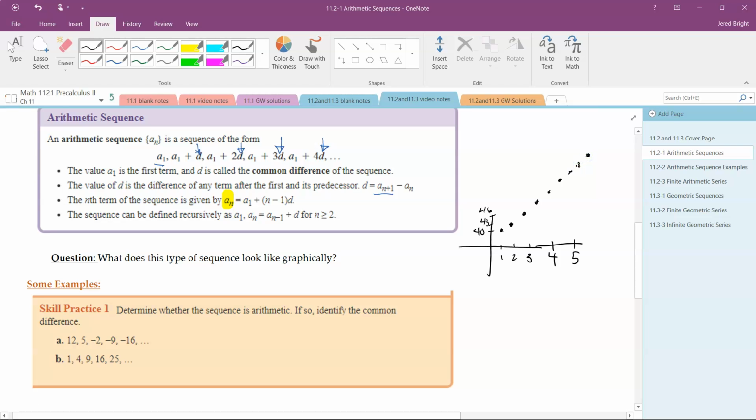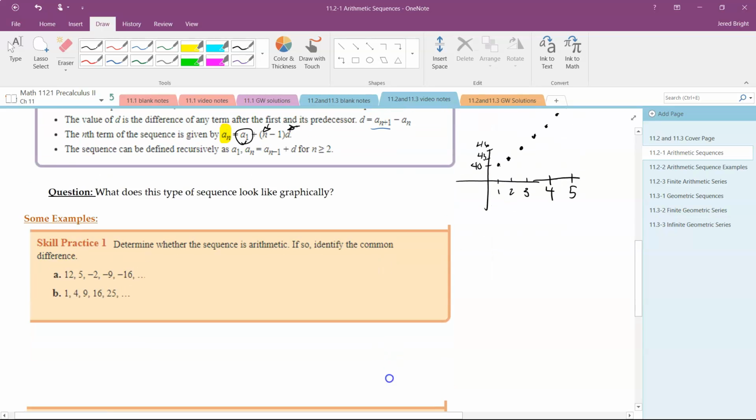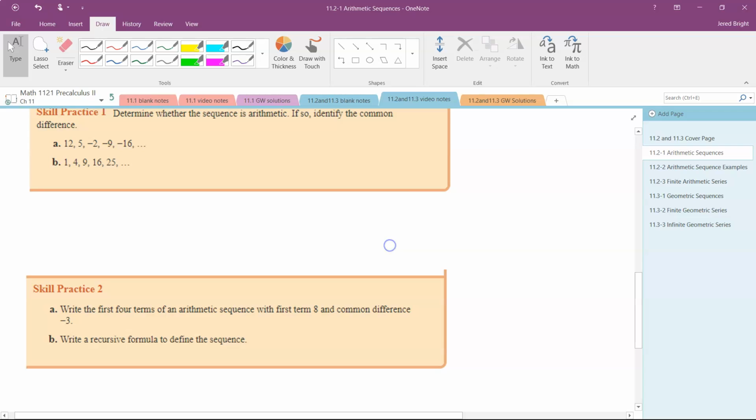And mathematically that makes sense because this is your intercept, and then this is your x value, your independent variable, and here is your slope. So d is your slope. All right, nevertheless, some examples here.